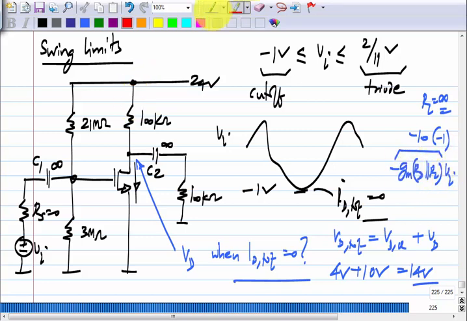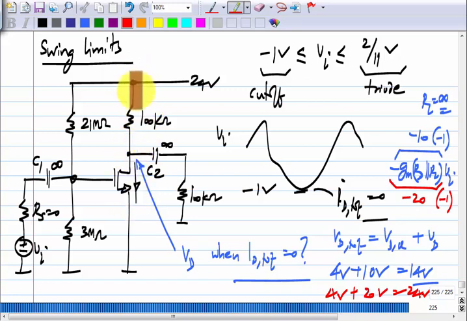If RL was infinity, this product would be how much? Minus 20, okay, times minus 1, okay? So, it would be 20 volts of increment. So, it would be 4 volts plus 20 volts equals 24 volts. So, only if this RL is infinity, will this reach all the way to VDD. Otherwise, well before it reaches VDD, the transistor will be cut off, okay?